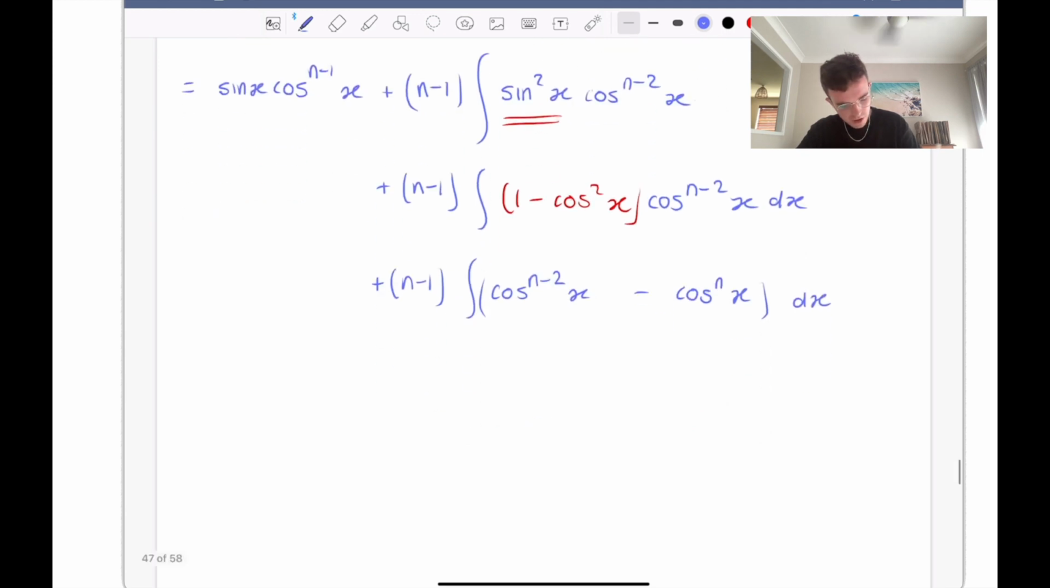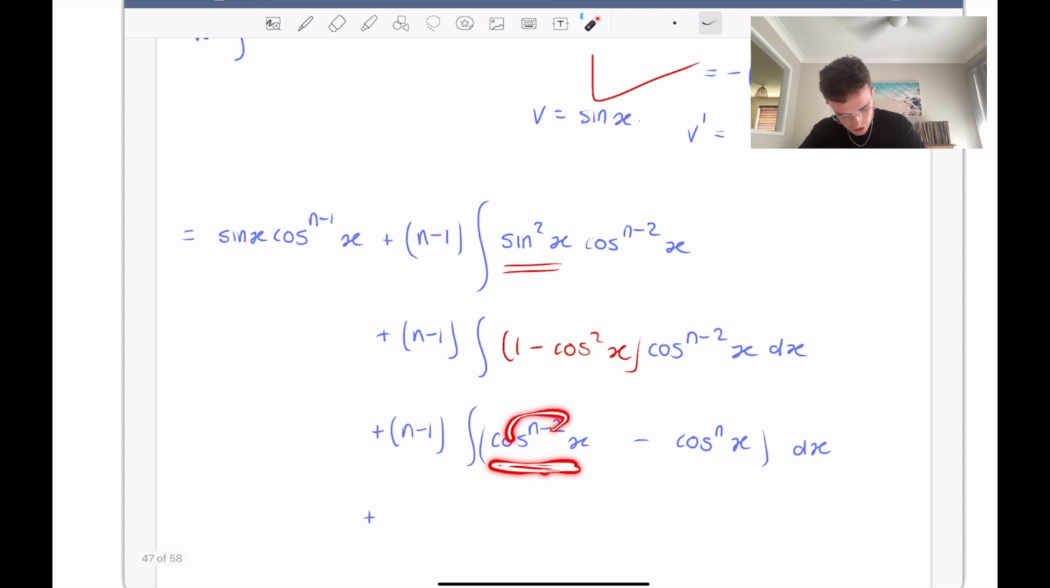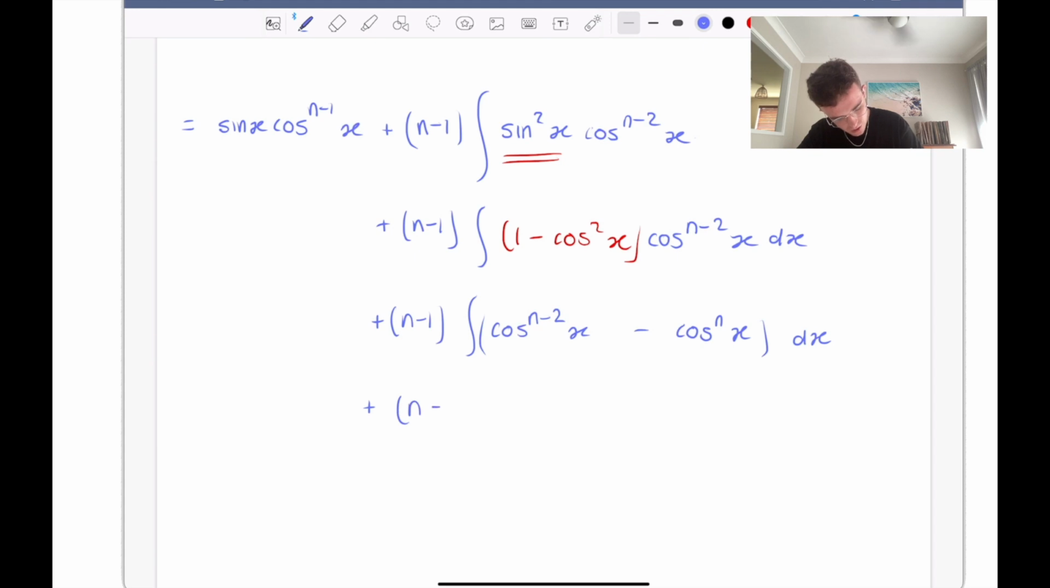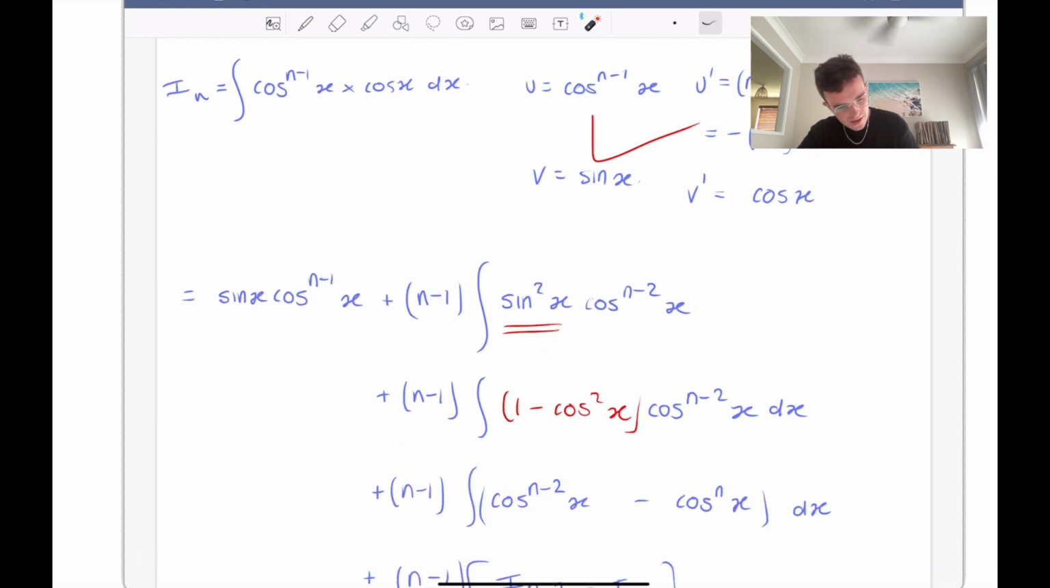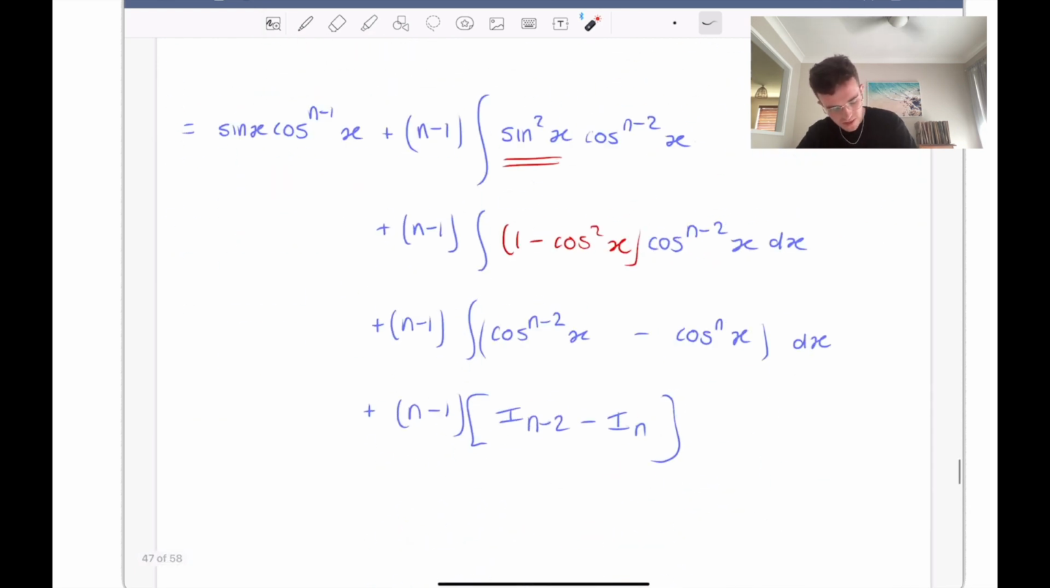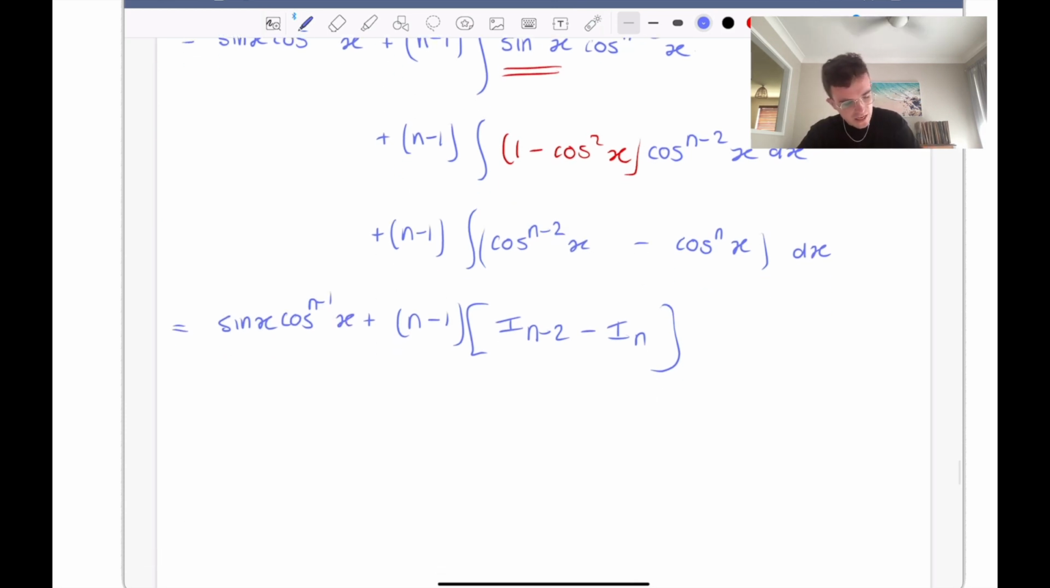So if we have a go at expanding this again, this is actually I n minus 2, and that's I n. So this is going to be n minus 1 outside of I n minus 2 minus I n. Because that's the original integral, but instead of n, we've now got n minus 2, and that there is just the original integral right there. We've got equals sine of x cos n minus 1 of x, that's still there. And that is equal to I of n.